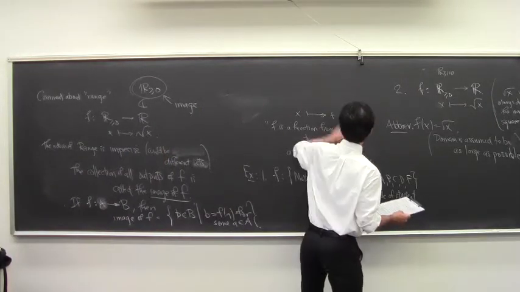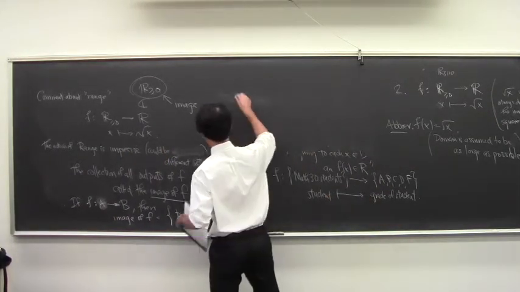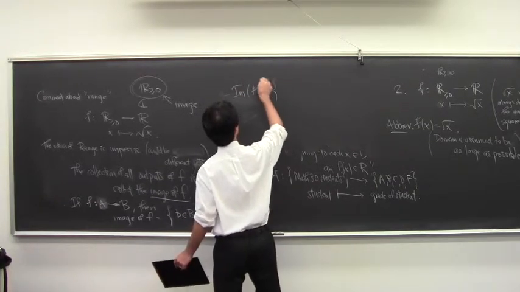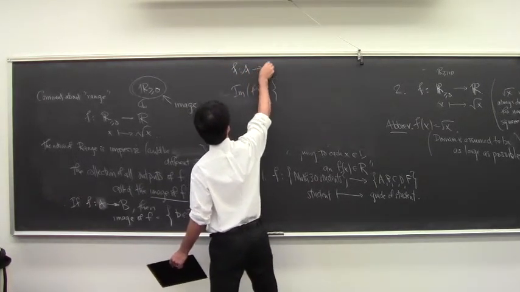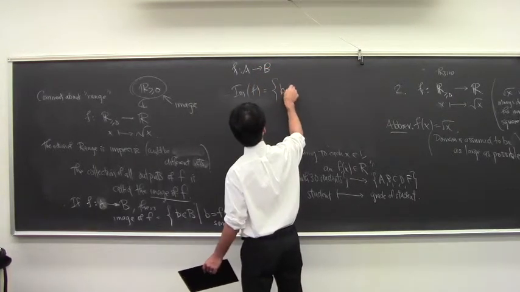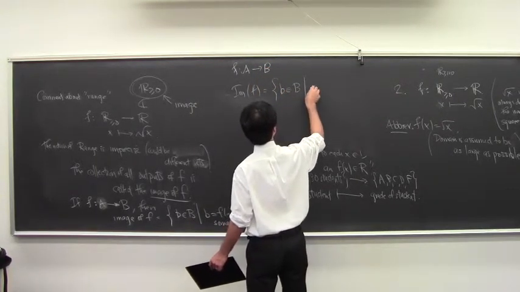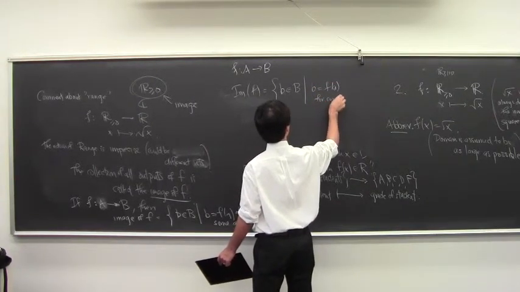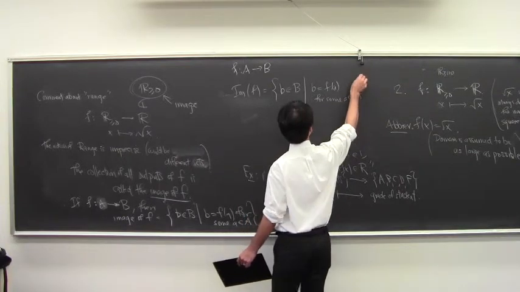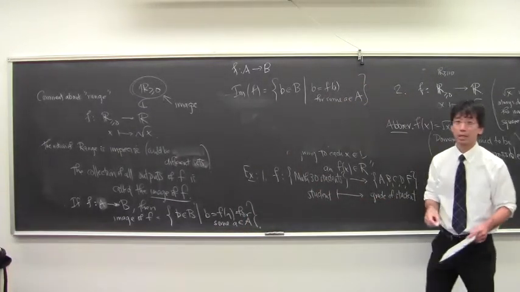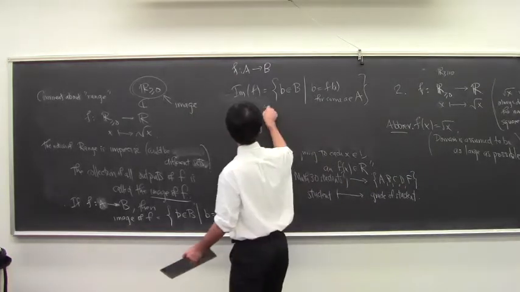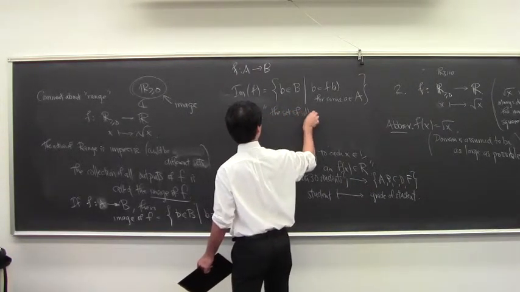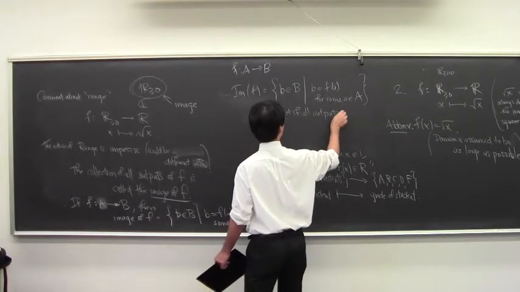Maybe some of you in the back can't see it, so let me write it up here. The image of f, where f is going from A to B, is the set of all b in B, where b is f of a for some a in A. But in English, this basically just says the set of all outputs of f.